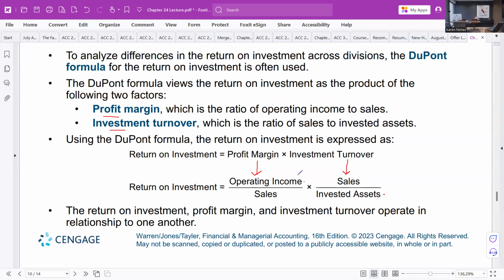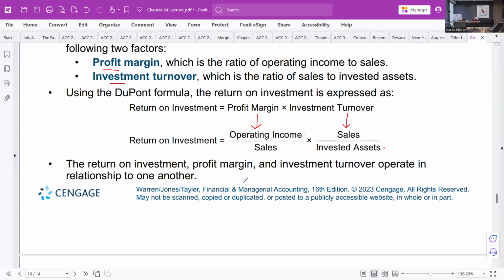And when we put these two together, when we multiply the profit margin times the investment turnover, we get ROI. So we get the same measure that we got on the previous page. It's just now we have two pieces of information to help us understand the ROI, instead of just one piece of information to understand the ROI.